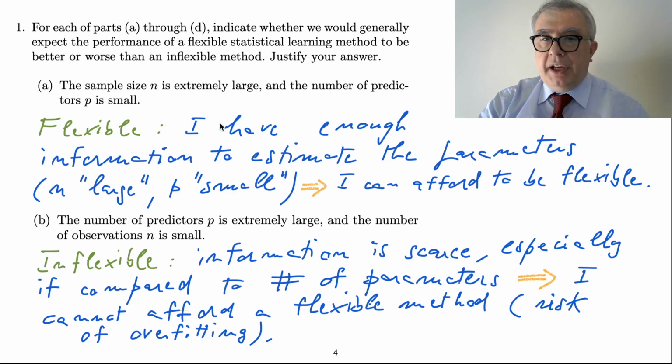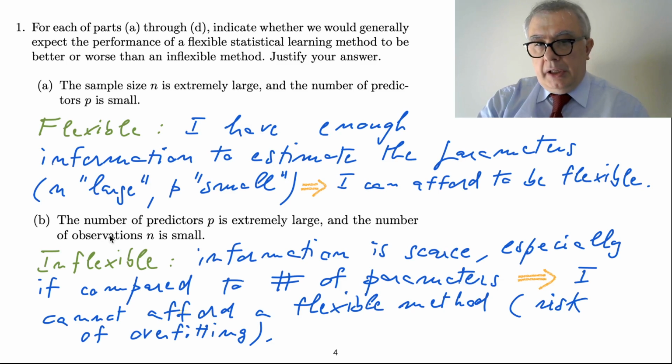Why? Because I have enough information to estimate the parameters. So I have n that is extremely large, so I have a lot of data, and just a few parameters. This means that the amount of data for each parameter is more than sufficient, and therefore I can exploit all the flexibility that the P parameters can give to me, and all the information that the predictors give to me, because having all this information I can afford a certain degree of flexibility.